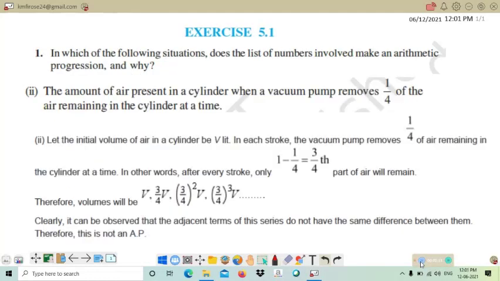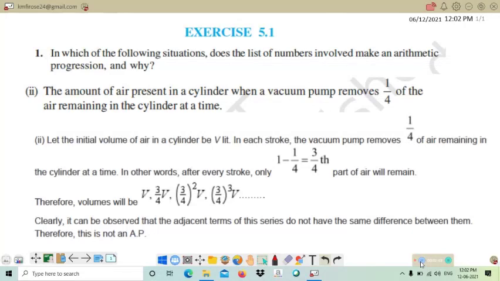Now let us move to the second question. What is the second question? The amount of air present in a cylinder when a vacuum pump removes 1 by 4 of the air remaining in the cylinder at a time.